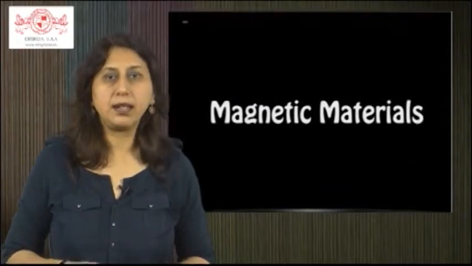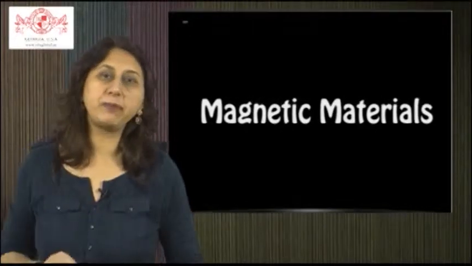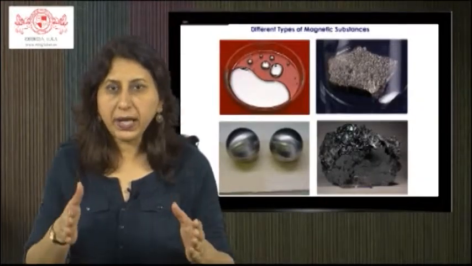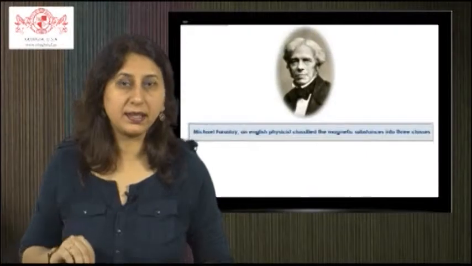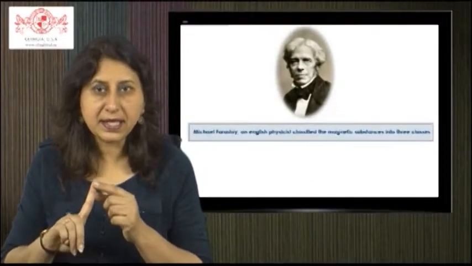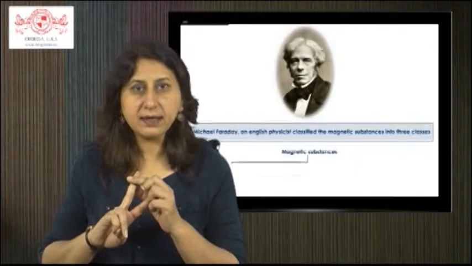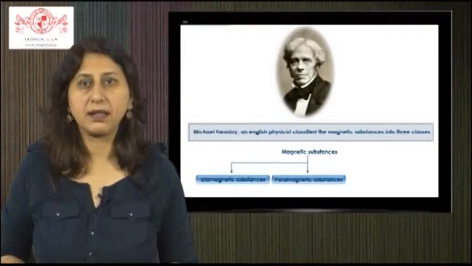Magnetic materials. Now we shall look at the different types of magnetic substances. When we bring a piece of iron closer to a magnet, it gets attracted towards the magnet. Iron and steel are not the only substances which are attracted by a magnet or can be magnetized. In fact, most of the substances are magnetic. Michael Faraday, an English physicist, classified the magnetic substances into three classes, namely diamagnetic substances, paramagnetic substances, and ferromagnetic substances.